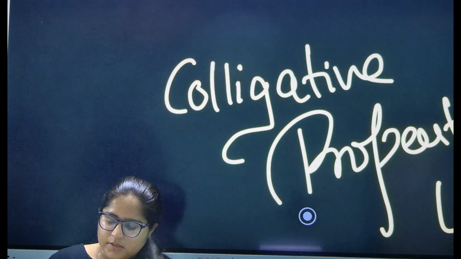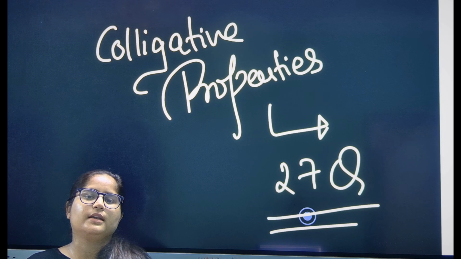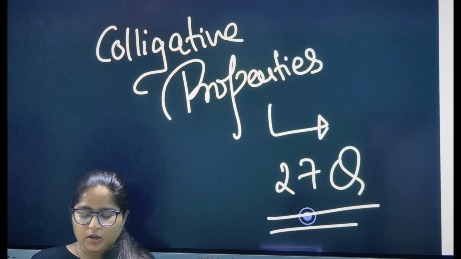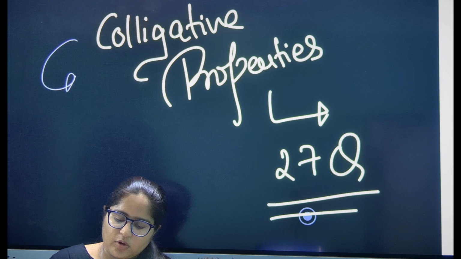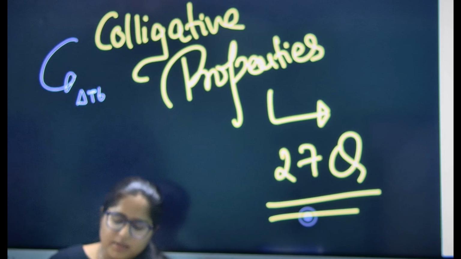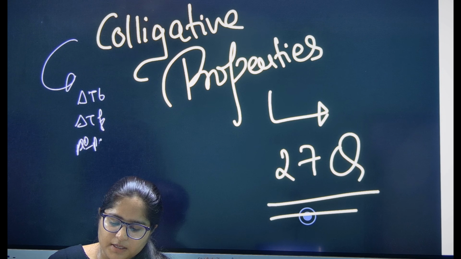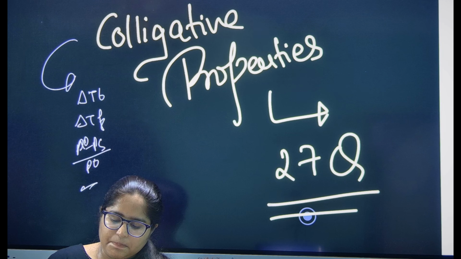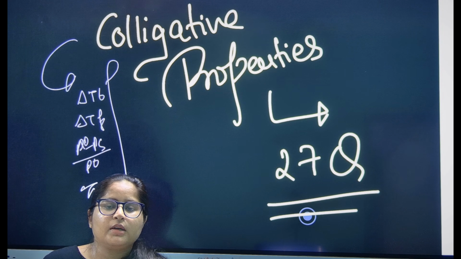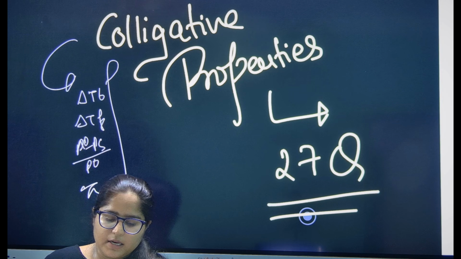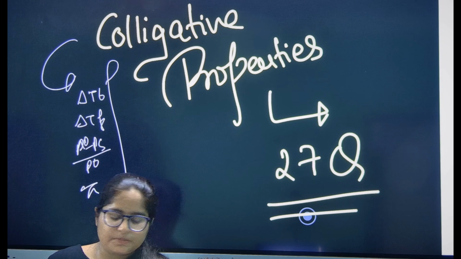Okay. Next, here we have finished all the questions related to ideal and non-ideal. Now let us see questions on colligative properties. So what are the four colligative properties? Delta Tb, delta Tf, P naught minus Ps by P naught, and then pi. Elevation in boiling point, depression in freezing point, relative lowering of vapor pressure, and osmotic pressure. Okay, now let us solve it fast.